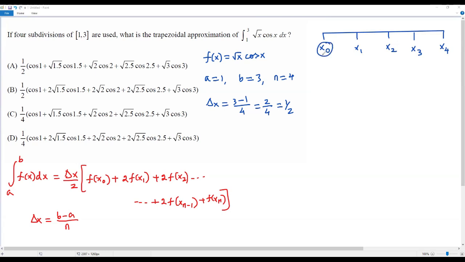Already we know that x0 is the starting value of x, that is the lower limit of the integral, that is 1. Now to get the value of x1, we have to add the value of delta x to the first value 1. When I write this value as a decimal, it will be 0.5. So the value of delta x is 0.5. The 0.5 should be added to this 1. Then I get 1.5 as the value of x1. Now to get the value of x2, I have to add 0.5 to this 1.5.